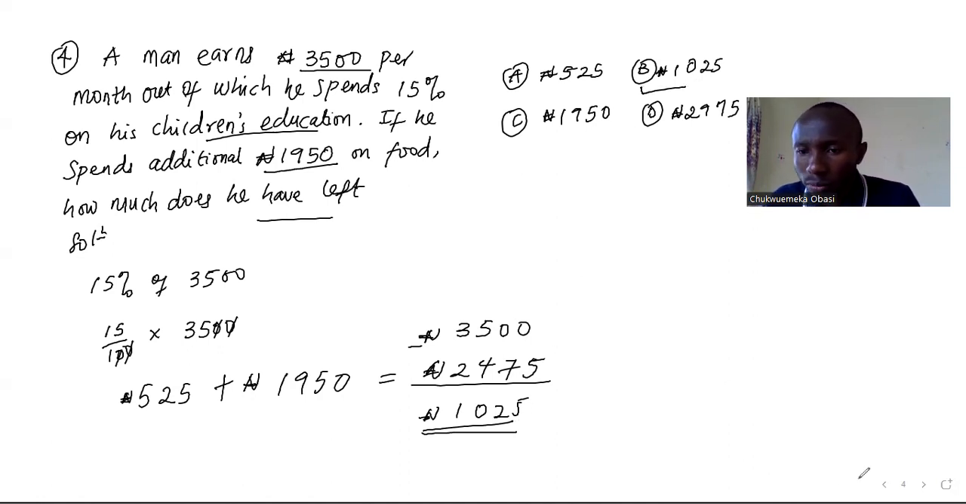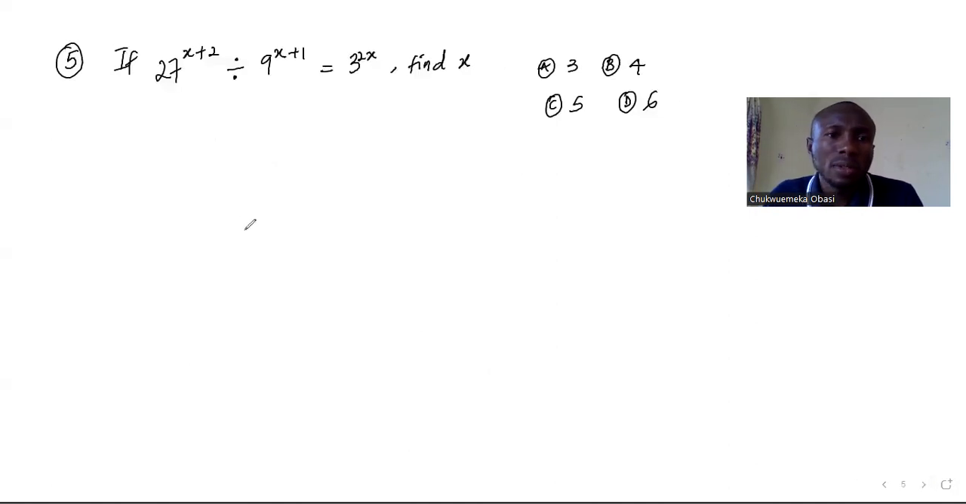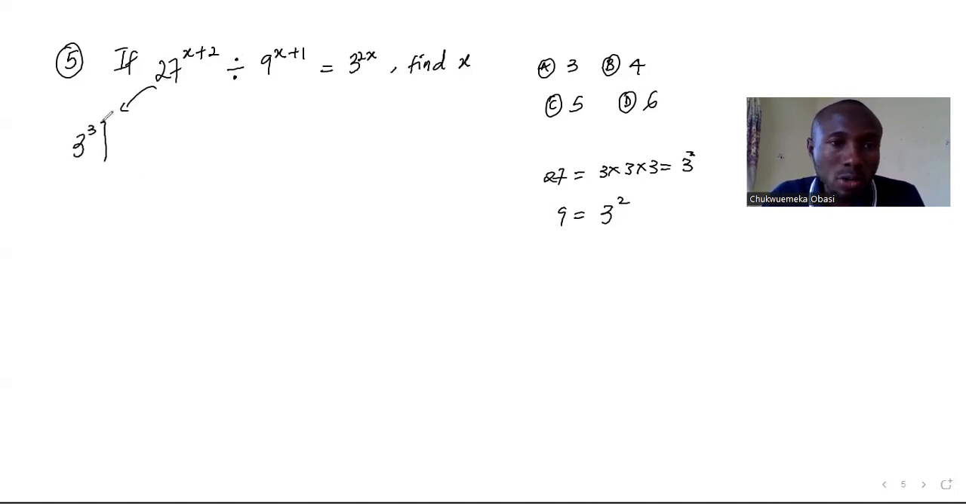So now, next question. Question 5. This is an indicial equation, and let us go ahead and solve it. Now, the first thing I want you to do, you know 27 can be written as 3 times 3 times 3, which is 3 raised to the power 3. And 9 can be written as 3 to the power 2, which is 3 times 3, right? So I'm going to convert all these expressions to base 3 so that I can apply the laws of indices. So for this one, I'll have 3 to the power 3 for 27.